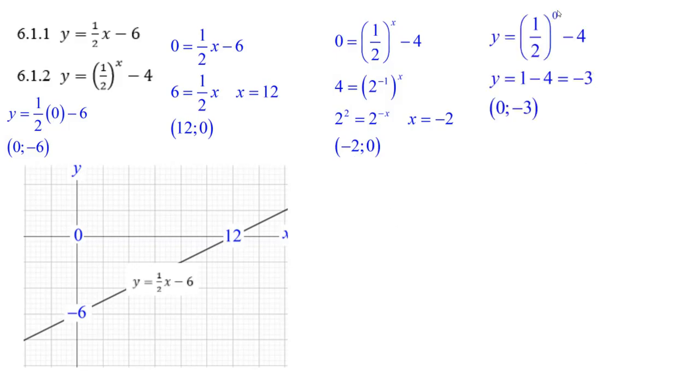The easier thing to do is to let x equal 0. 1/2 to the 0 power is 1. Minus 4 is negative 3. There's the y-intercept. There's the x-intercept. But y equals minus 4, that horizontal line where y is always equal to minus 4, that's the airport it's going to take off from.